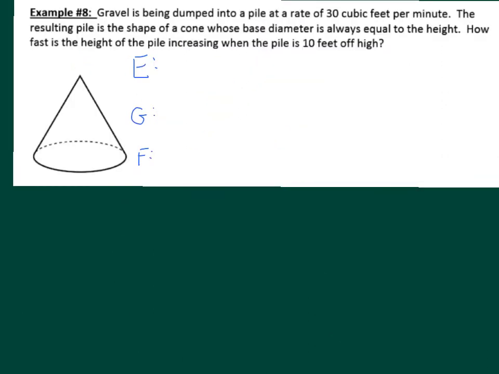All right, why don't you take a second and see if you can establish the equation, the given rates, and what you're trying to find for this particular problem, example number 8. That means press pause. Come on, I know you didn't press pause. Pause it.